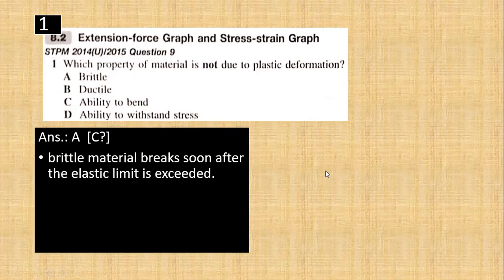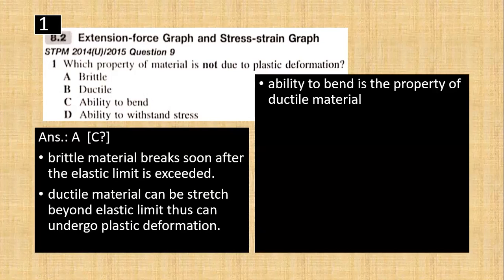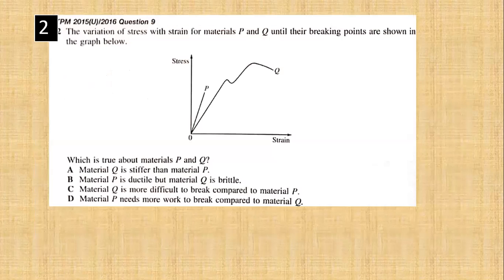Brittle material breaks soon after the elastic limit is exceeded. So it's hard to bend a brittle material. Ductile, you can bend it. You can stretch it beyond the elastic limit, thus you have your plastic deformation. Ability to bend is a property of ductile material. Ability to withstand stress is for all material, not only for brittle material.